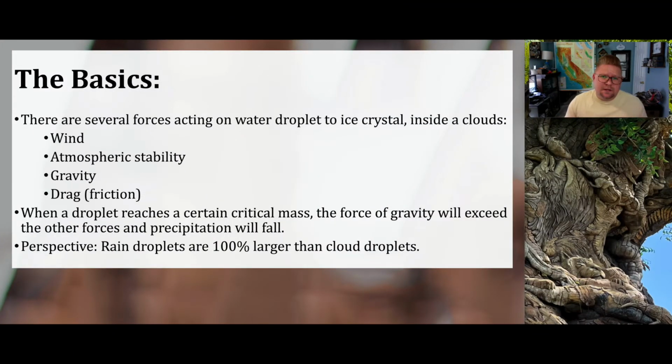So let's begin talking about some of the basics of precipitation. Now, as we can see, there are several forces that act upon the water droplet to ice crystal process, which is found inside of clouds. We'll be looking at the wind. Another cause would be the atmospheric stability. We'll look at gravity as well as the drag or the friction itself. Now, when a droplet reaches a certain critical mass or size, the force of gravity will exceed the other forces and essentially the precipitation will fall.